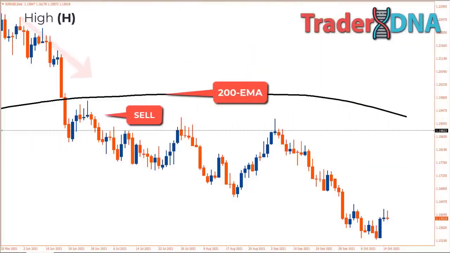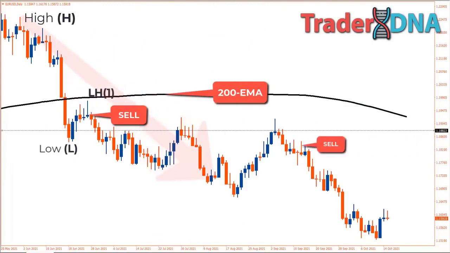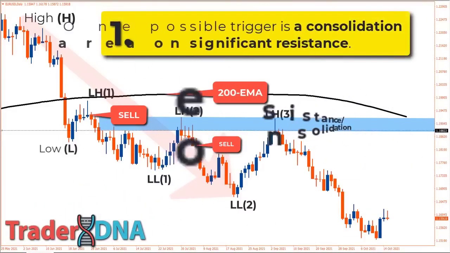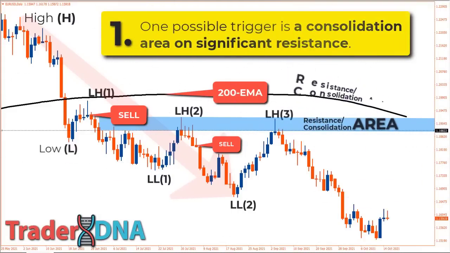This particular case in the Euro to United States dollar downtrend highlights 3 potential trade triggers, which may vary depending on the specific trading strategy being employed. The key is to identify the trigger that aligns with your trading plan and provides a high probability trade opportunity. First, one possible trigger is a consolidation area on significant resistance. The trade is initiated when the price moves below the consolidation area's low.